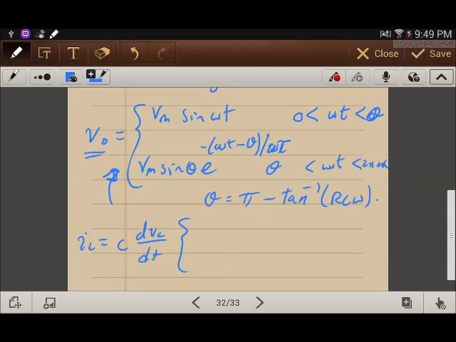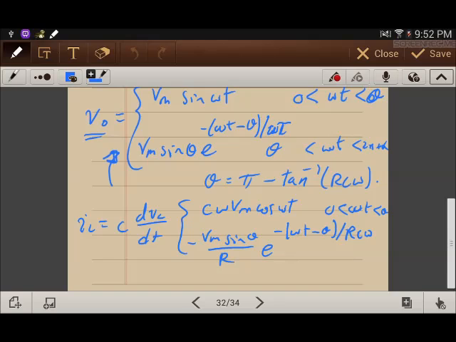So I will get C omega V maximum cosine omega t at omega t greater than 0 and less than theta, and then I will get minus V maximum sine theta divided by R e to the power of minus (omega t minus theta) divided by RC omega.